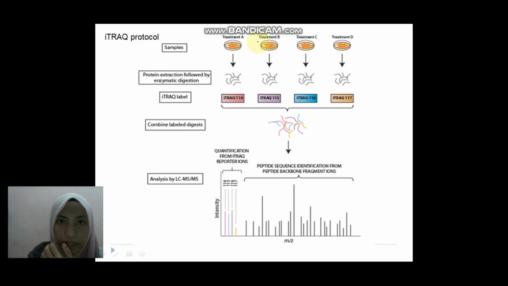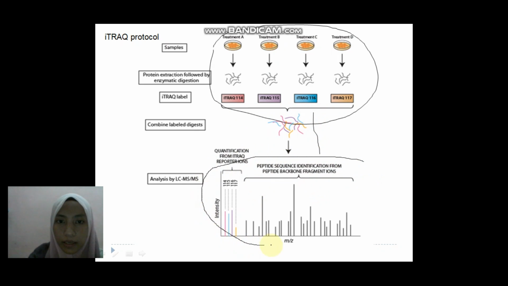So like I said, iTRAQ has more samples, but they are using the same pressure as a comparison by maintaining volume. Then they read out the identification from the peptide backbone.